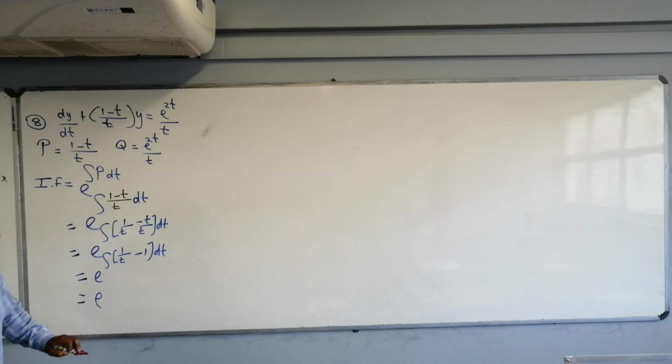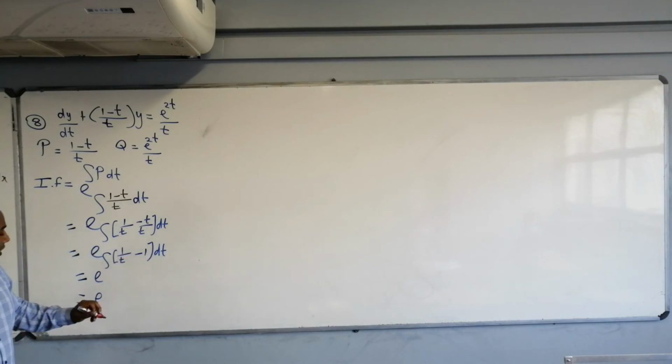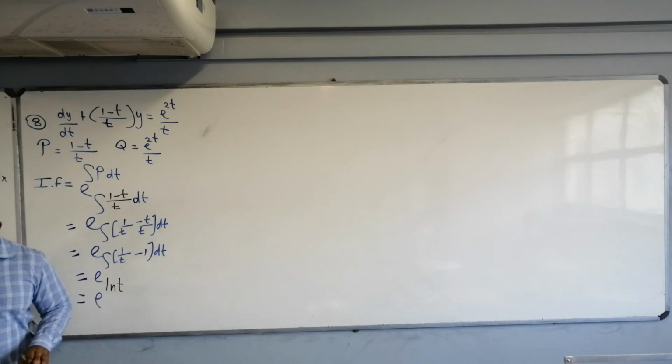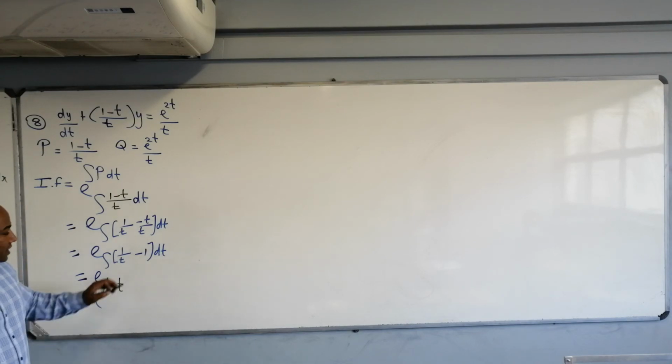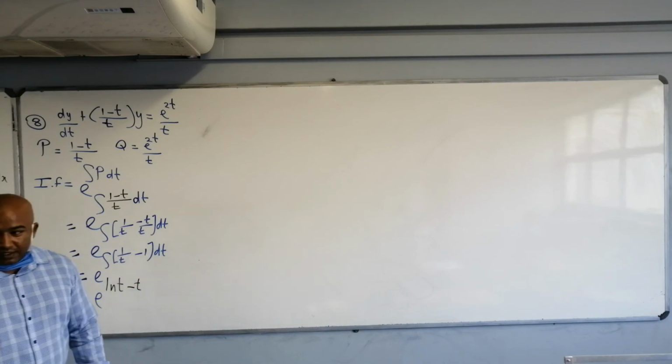So this will be e to the power. When I integrate 1 over t, it's like 1 over x. 1 over t, when I integrate 1 over t, it will be ln t. You're clear with that? When I integrate minus 1, it will be minus t.